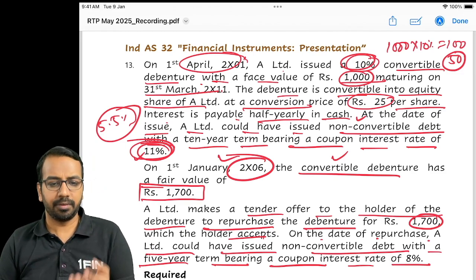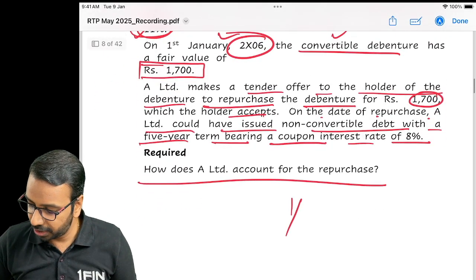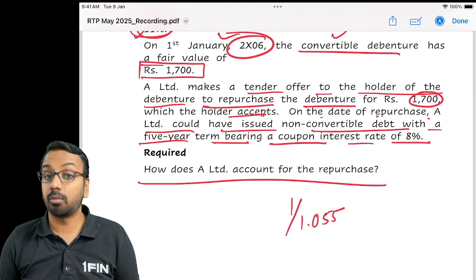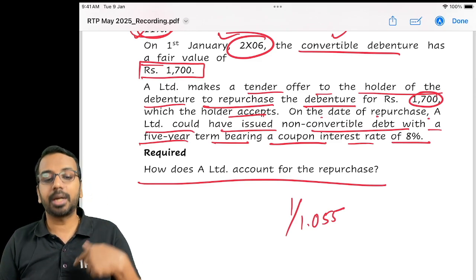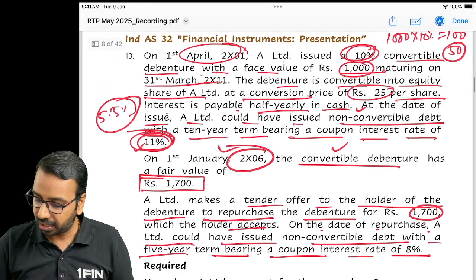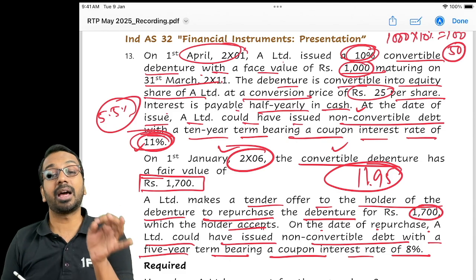If you are doing it on a calculator, you have to do it 20 times. 1 divided by, please be careful, 1 divided by 1.055, do it 20 times and take the grand total. So we got how much? I got 11.95. I have used Excel. You can use your calculator. This is the present value annuity factor.